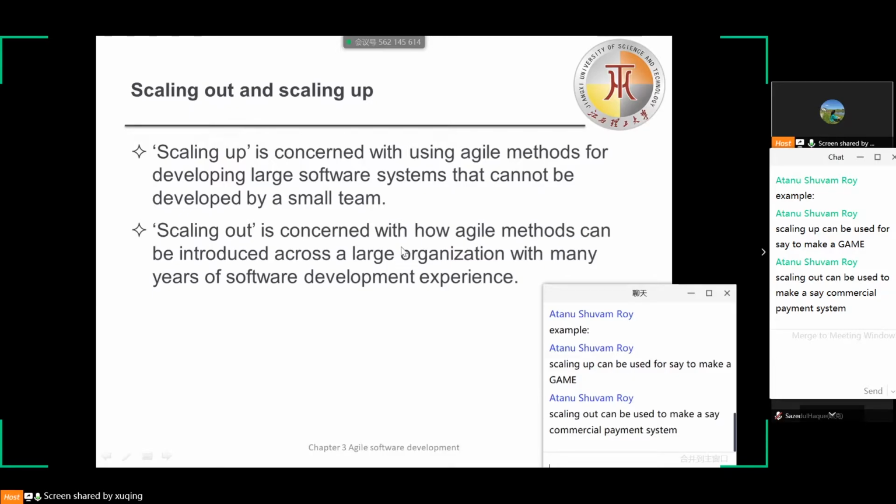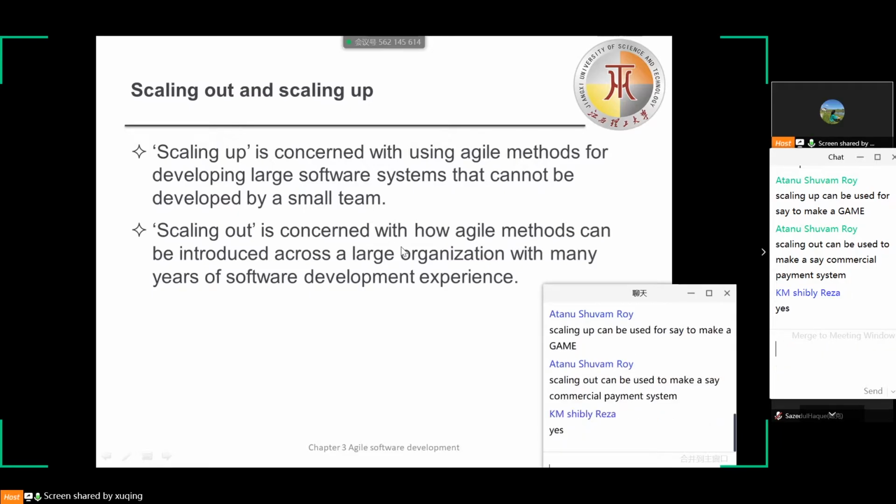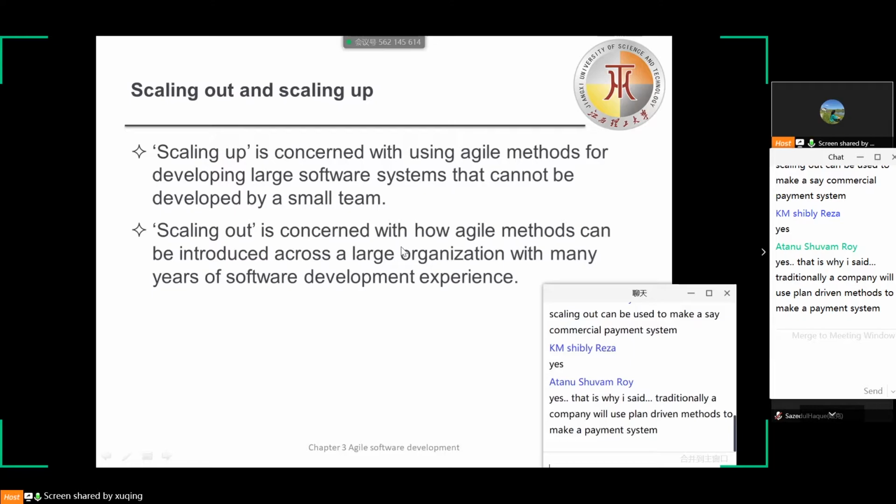Is it clear with this explanation? I have searched some documents to summarize the difference between these two perspectives. And with this explanation, is it clear to you? The first one is to extend or expand the method. Traditionally, our company will use it to make a payment system. Yeah.